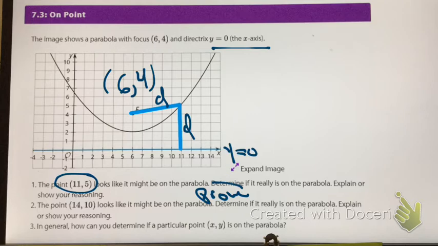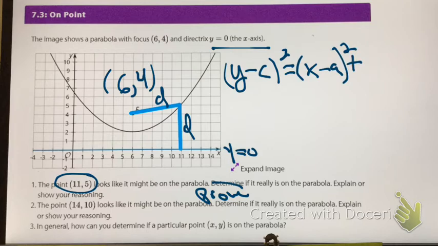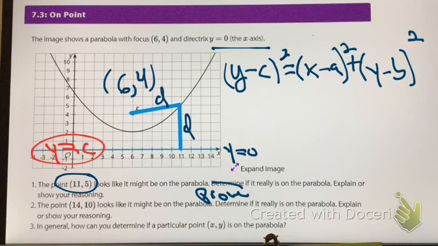It's this: y minus c squared equals x minus a squared plus y minus b squared. And all the a's, b's, and c's are, like we said in the last 2 minutes of the video, let me go back in here, 0 right here, that's c. That's that directrix line. So this right here is y equals c. That's where your c comes from. Your a and your b come right here from the points of the focus point.